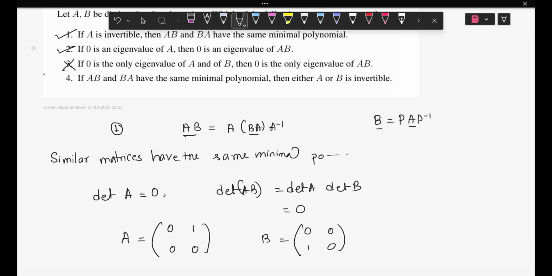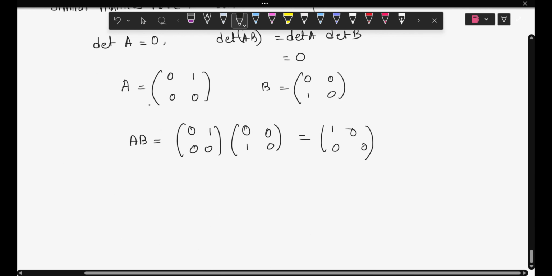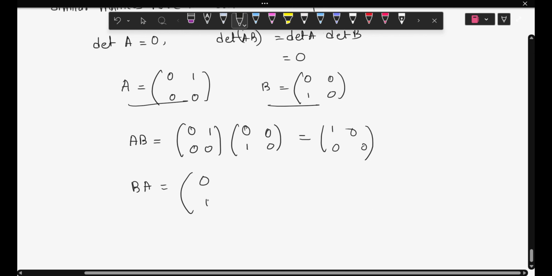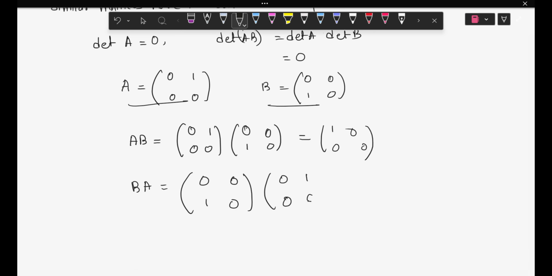Option 4 is saying that if AB and BA have the same minimal polynomial, then either A or B is invertible. Now here, for the same example, we are considering BA. Let's calculate BA. BA is equal to [[0,1],[0,0]] times [[0,1],[0,0]]. That gives you [[0,0],[0,1]]. Now note that the eigenvalues of AB are 1 and 0. The eigenvalues of BA are 0 and 1.